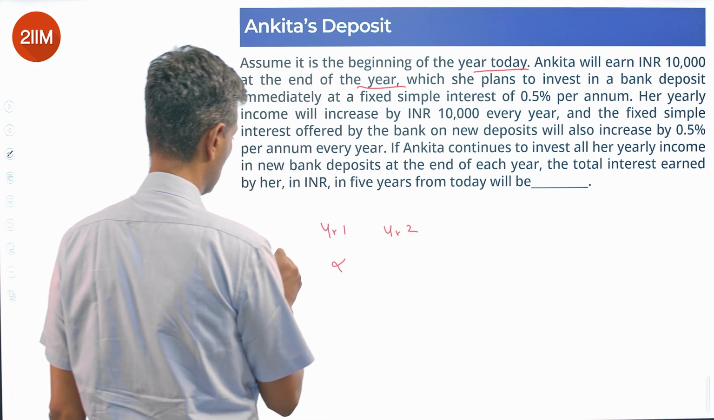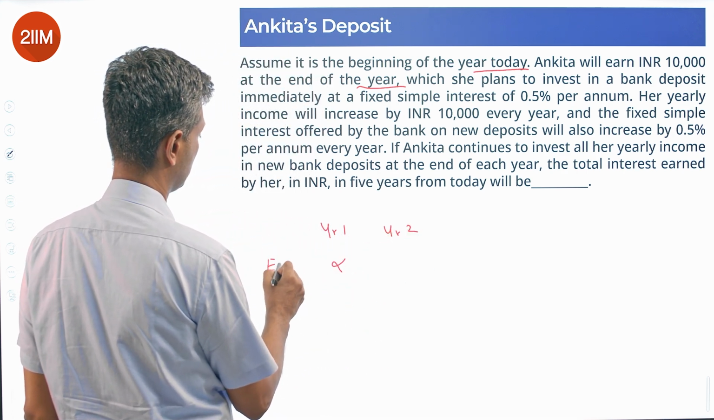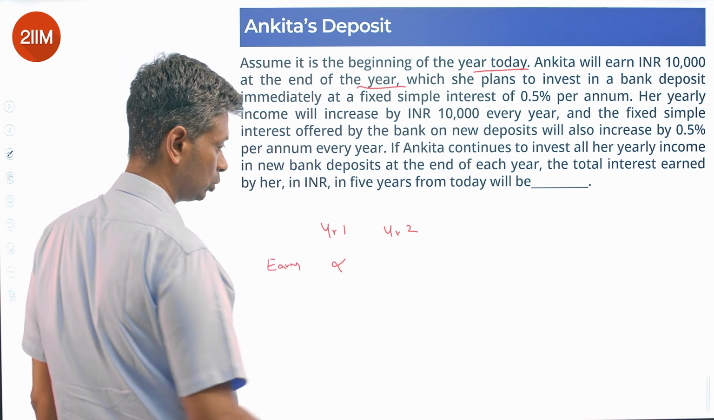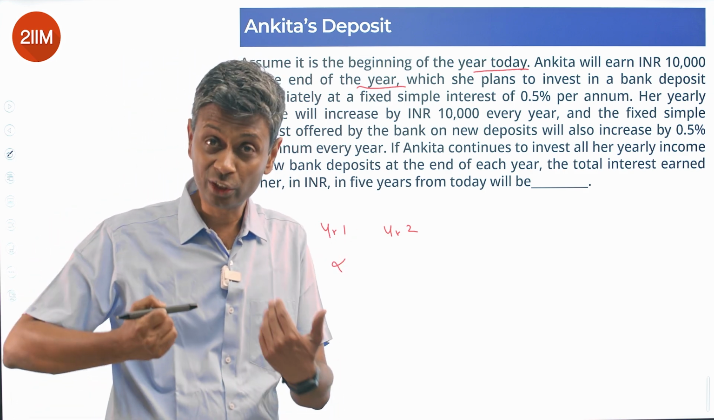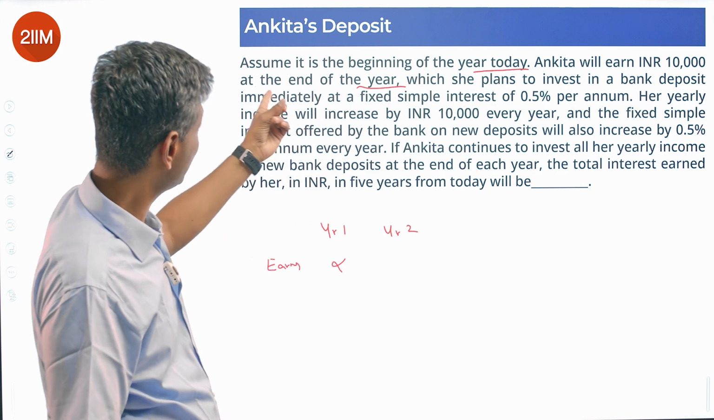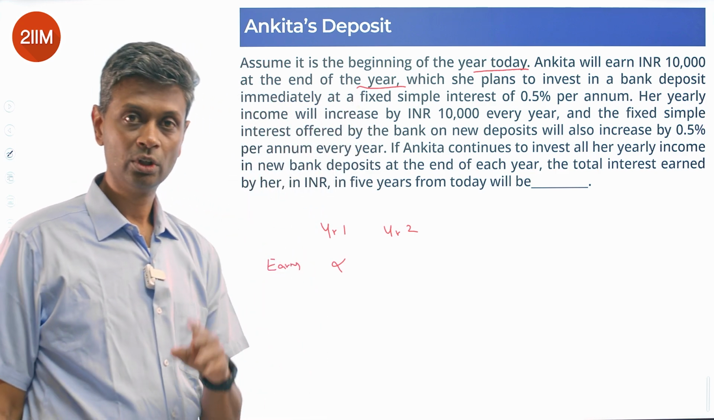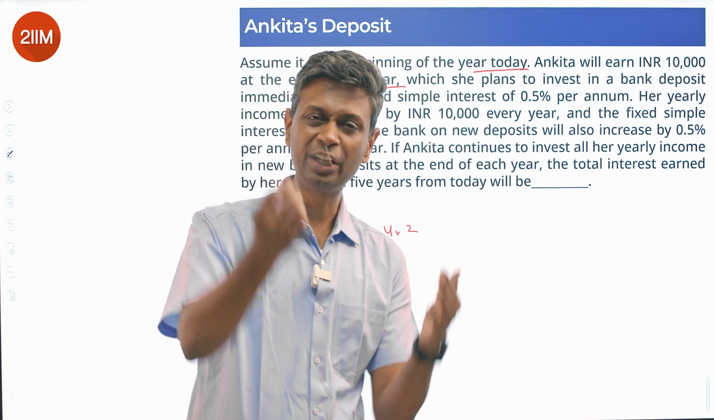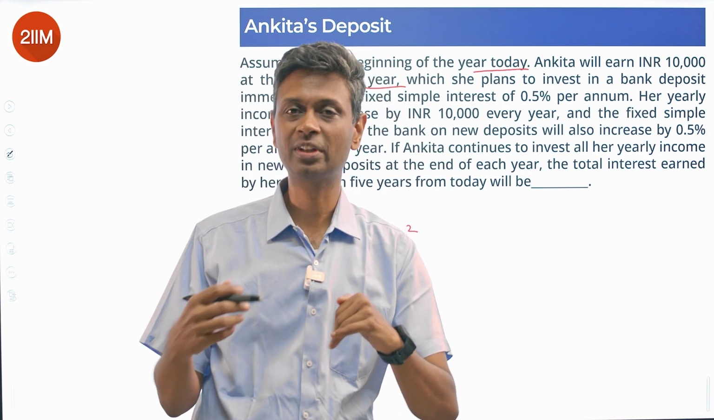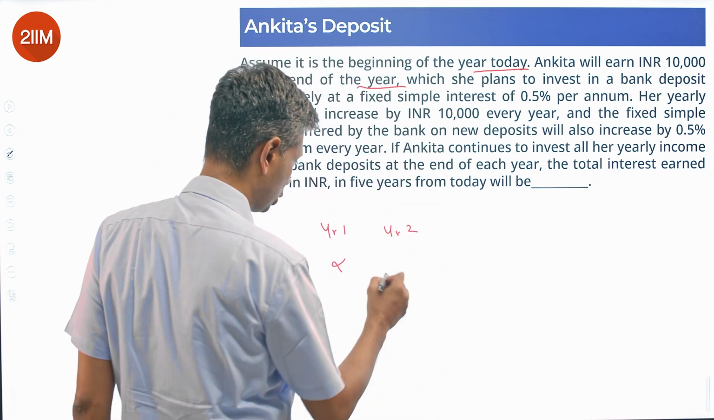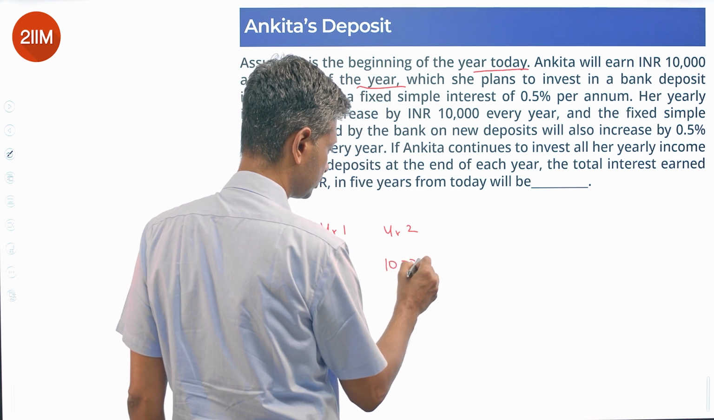Year 2, what she earns. I'm putting it as year 2, beginning. She earns it at end of year 1. I earn 10,000 at the end of the year, so she can put it in a bank at beginning of year 2. That's what counts for us, because that's when interest can be earned. So year 2 beginning, she would have 10,000.